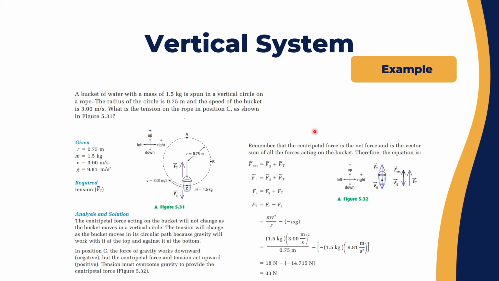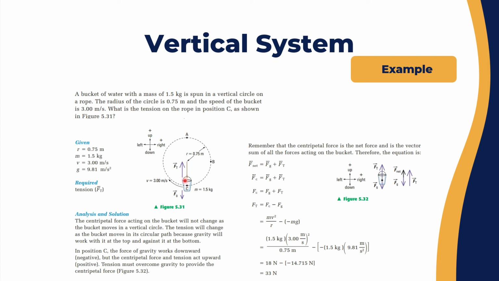Now we have a bucket of water, as we mentioned, with a mass of 1.5 kilograms in a vertical circle on a rope. Radius of the circle is 0.75 meters. And the speed of the bucket is 3 meters per second. What is the tension on the rope in position C? As shown in the figure. Position C is right here.